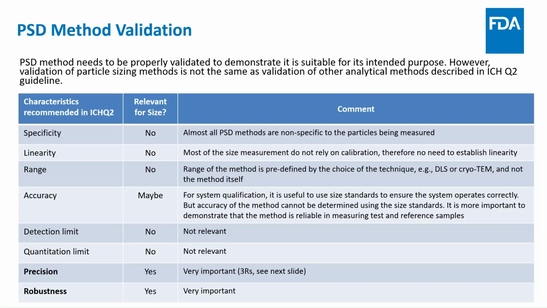Most size measurement is non-specific. We know the dimension, the size, the attribute we're measuring, but we don't know what they are. We can make a guess of what they are, but we don't know. So in a way, the method itself is not specific enough for us to distinguish one component from the other component. For that reason, validation of specificity is really difficult or challenging, or not relevant. Same thing with linearity. Well, not the same thing, but when we talk about DLS and laser diffraction, for example, it's a first principle measurement.